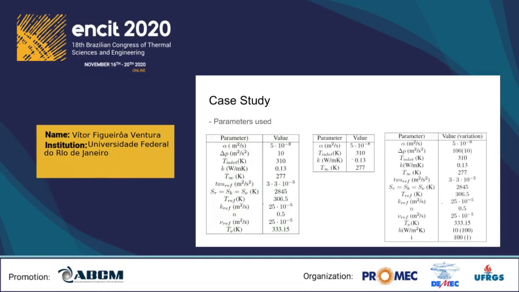And here are the parameters used. In the left column are the parameters used in the simulation of the normal function of the pipe. The middle column is the simulation of the cooling process, and the right column is the parameters used in the restart simulation.